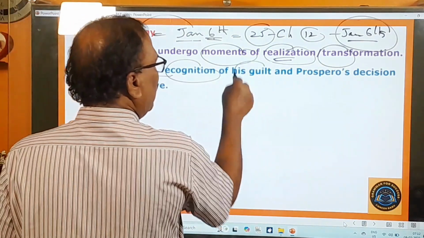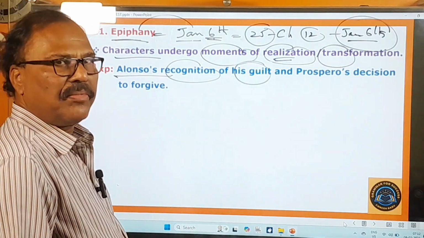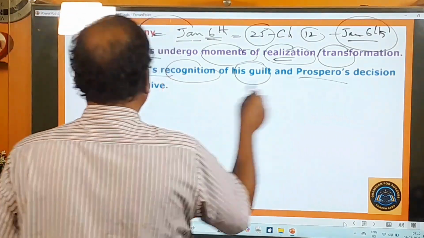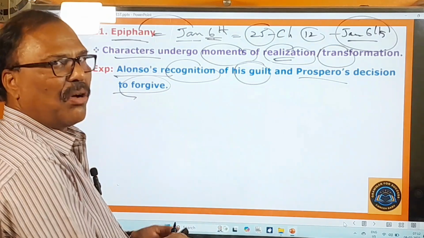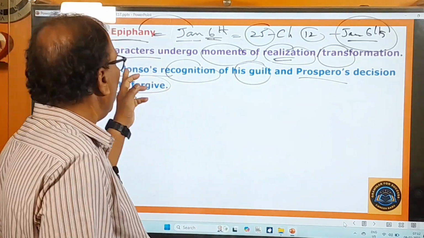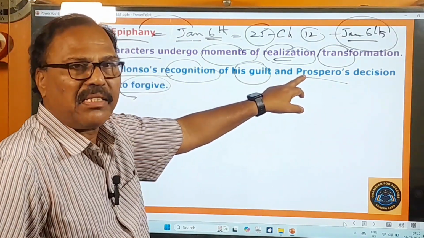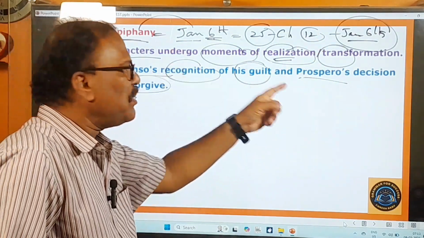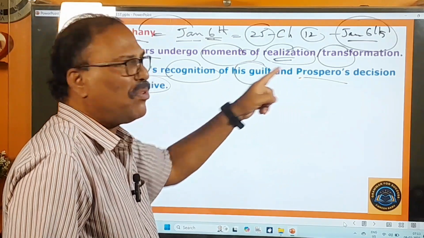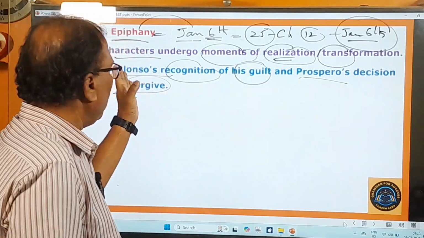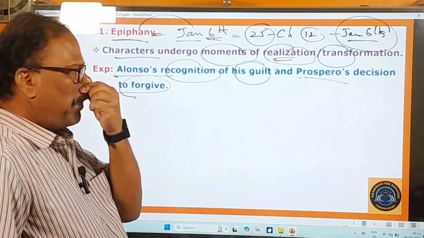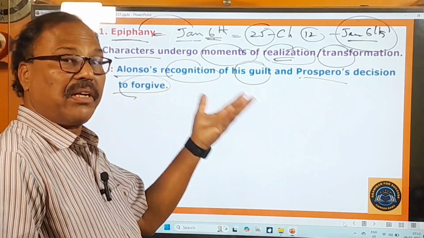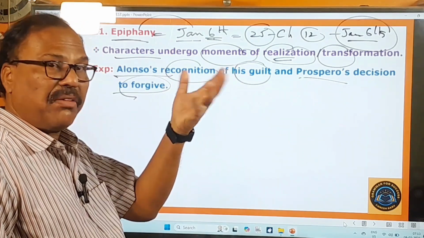Alonso's recognition of his guilt. Now he understood that he was guilty, and Prospero's decision to forgive. And now this Prospero was ready to forgive him, though he supported Prospero's brother, that is Antonio, in the dethronement of this Prospero, in the banishment of this Prospero. ఈయనను డీథ్రోన్ చేయడంలో, దేశ బహిష్కరణ చేయడంలో వాడి తమ్ముడికి వీడు హెల్ప్ చేశాడు. Now he has realized that he has been guilty of that crime. ఆ తప్పు చేసిన భావన వాడిలో కలిగింది.